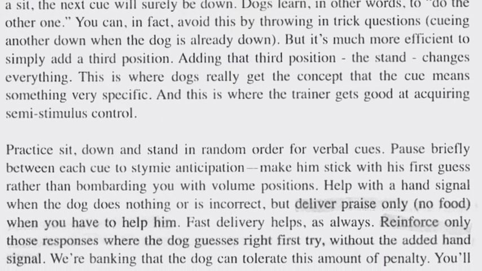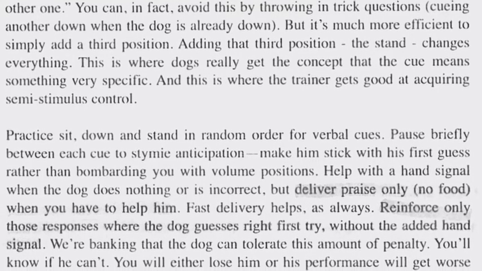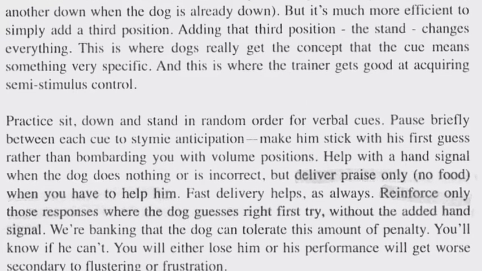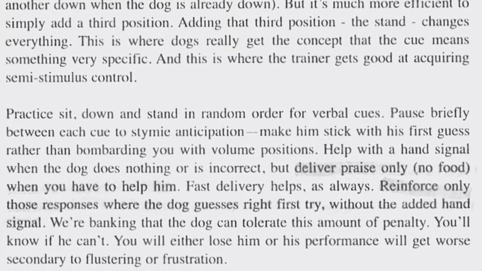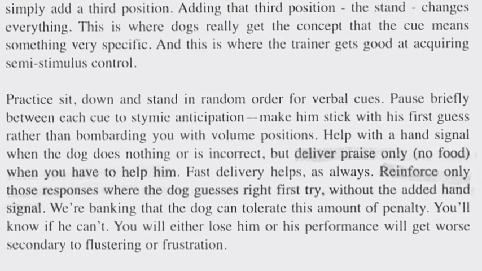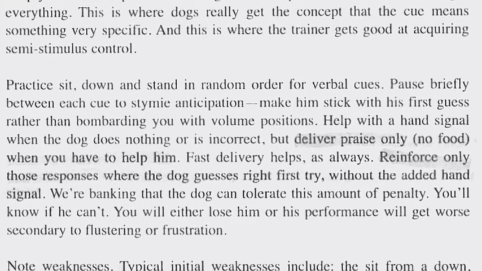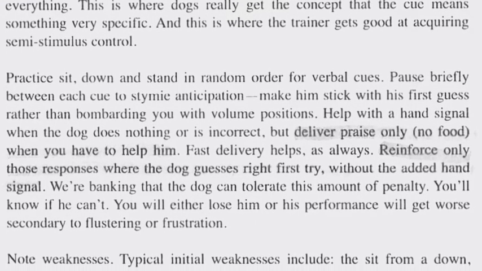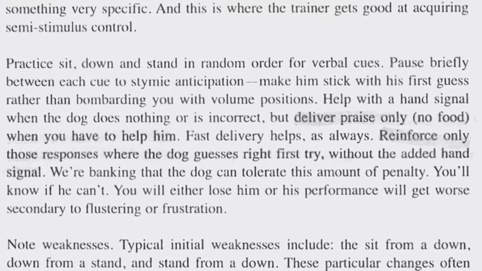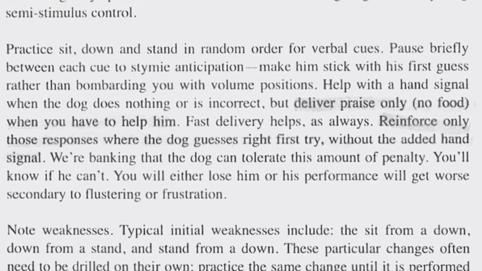This is where dogs really get the concept that the cue means something very specific, and this is where the trainer gets good at acquiring stimulus control. Practice sit, down, and stand in random order for verbal cues. Pause briefly between each cue to stimulate anticipation. Make him stick with his first guess rather than bombarding you with multiple positions. Help with a hand signal when the dog does nothing or is incorrect, but deliver praise only, no food, when you have to help him. Fast delivery helps, as always.